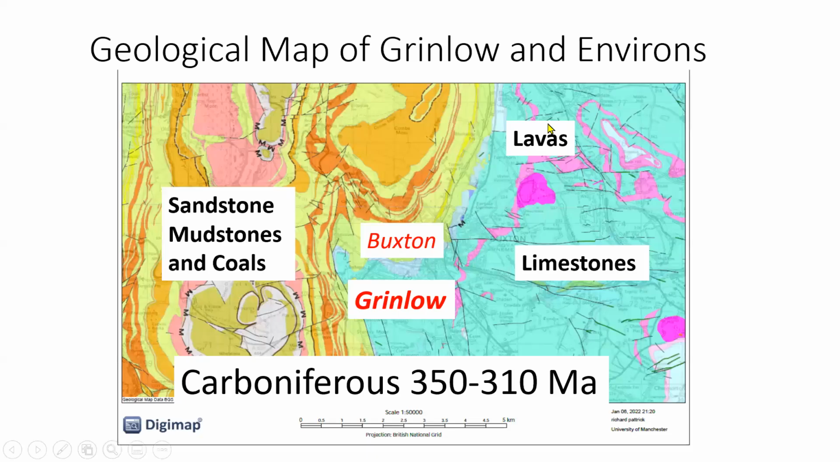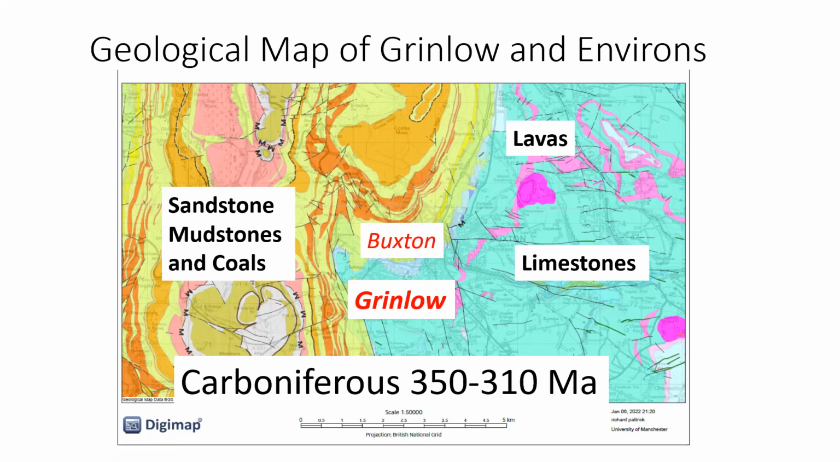And if we look at a geological map of Grinlow, it's here on this blue, which is the limestone. There are some pinks, which are lavas, basalt lavas. And to the west of us, as we look out towards Burbage Edge, there are sandstones, mudstones, and coals. And these are all of Carboniferous age, 350 to 310 million years old. But these are just a thin skin. And what is beneath these rocks? Where was Grinlow before this lot were produced? And that's where I want to start the talk.